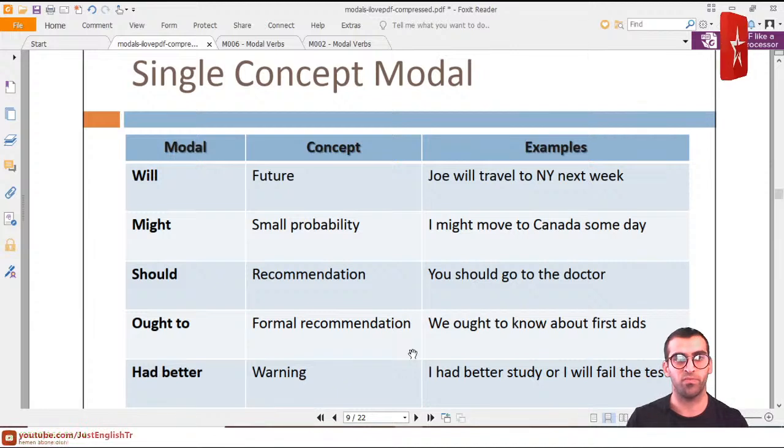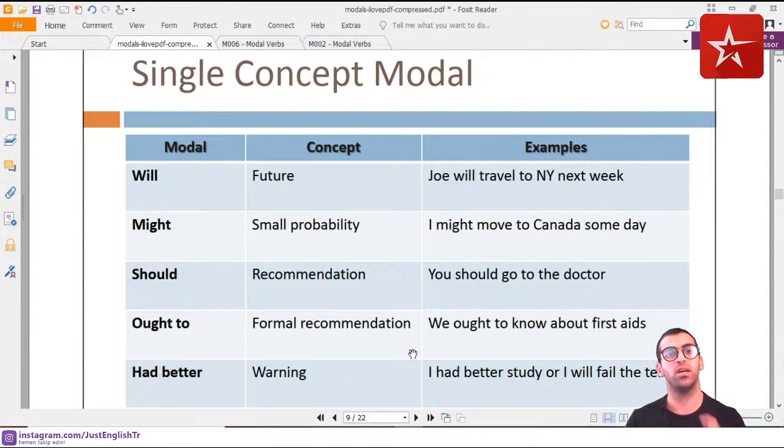Yes, ought to has the same meaning as should, but ought to is used only for formal recommendation. Ought to is formal recommendation, should is just recommendation. For example, we ought to know about first aids. It means first aid kits. When you get ill, you should, or we ought to know about first aids. Yes, ought to we use for formal recommendation.